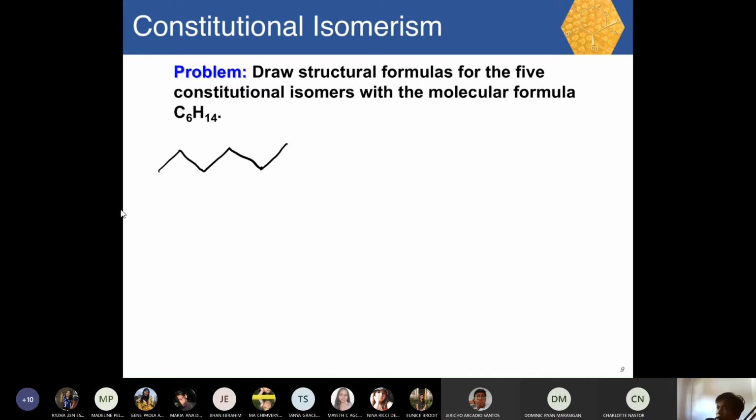So, yan. So, ito yung isang drawing niyan. 1, 2, 3, 4, 5, 6. So, yan. So, that's C6H14. Ano pa yung pwede kong gawing isomers dyan? Okay, ganito lang. So, pwede, itong CH3 na to, instead na connect yan sa dulo, pwede ko ilagay yan dito sa katabing carbon.